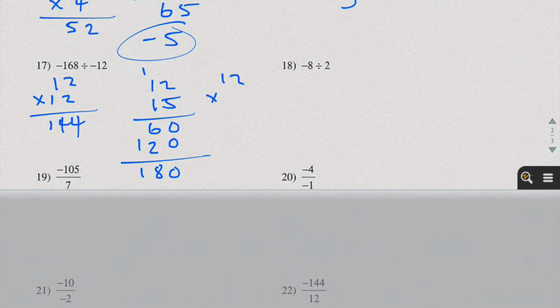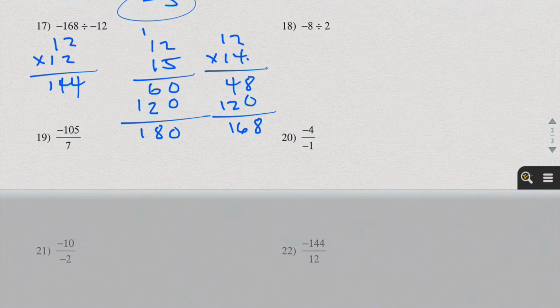So let's try 12 times 14. 4 times 2 is 8, 4 times 1 is 4, put a 0, 1 times 2 is 2, 1 times 1 is 1, so we end up getting 168, which is what we're looking for. So we know that 168 divided by 12 is 14. So since they're both negatives, our answer is going to be a positive 14.